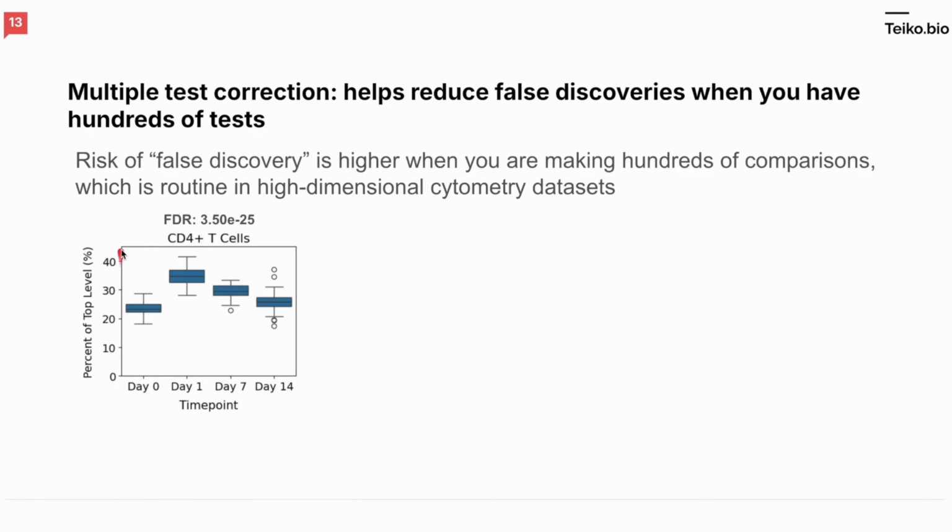The y-axis is the percent of top level. You can see the box plot over here. It looks like the second one is distinct from the rest, and an FDR that's vanishingly close, basically near zero, means that you've got a very high chance that this is a real discovery. 0.05 is the cutoff for a false discovery rate.